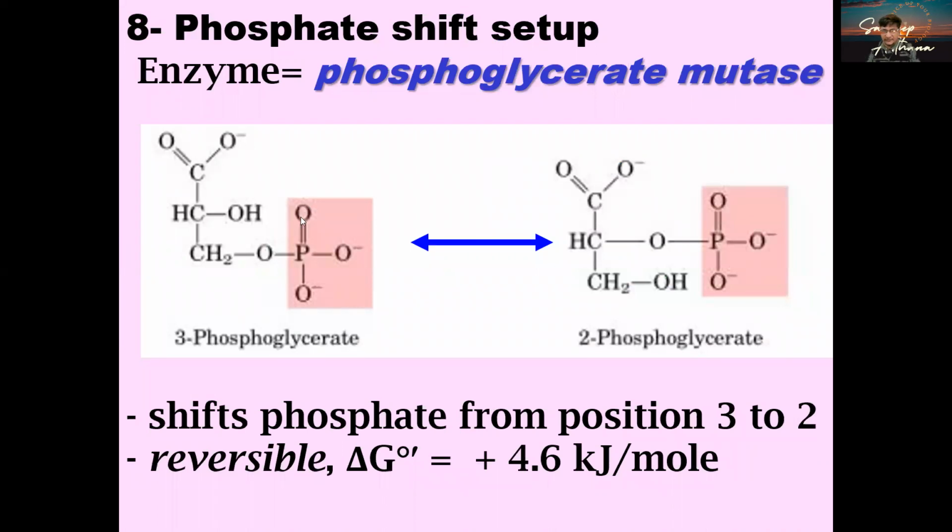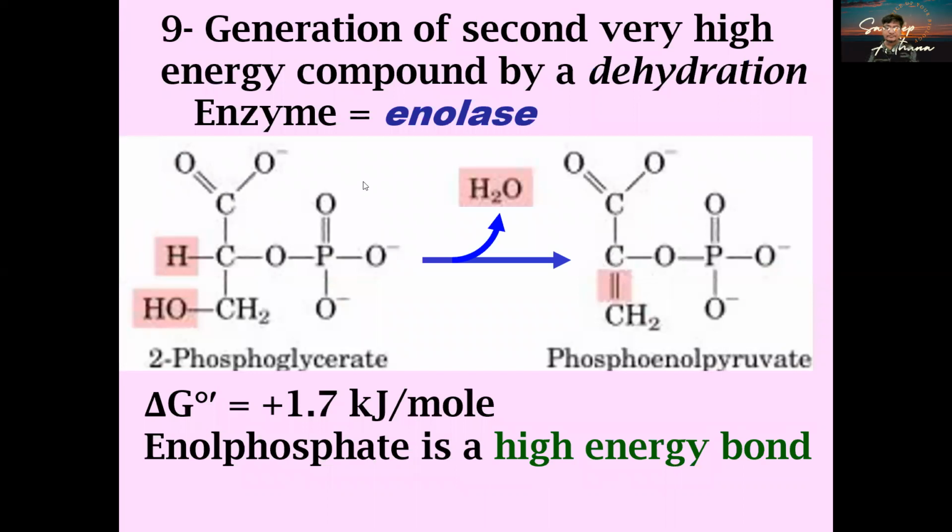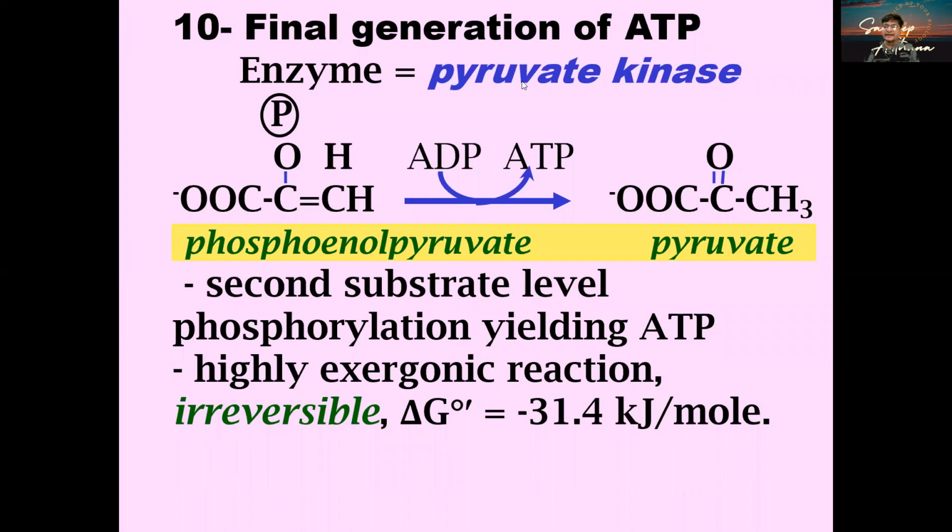Now the phosphate group is exchanging its position, from the third carbon it will go to carbon number 2. Here also the delta G value is going to be 4.6 kilojoule per mole. Then we have another enzyme, enolase, which is going to form a double bond over here. So 2-phosphoglycerate will be converted into phosphoenolpyruvate, and the enol phosphate is a high energy bond. And the final generation of the ATP is by the enzyme pyruvate kinase. Again, the second substrate level ATP is going to be formed during this process, so the phosphoenolpyruvate will be converted to the pyruvate.